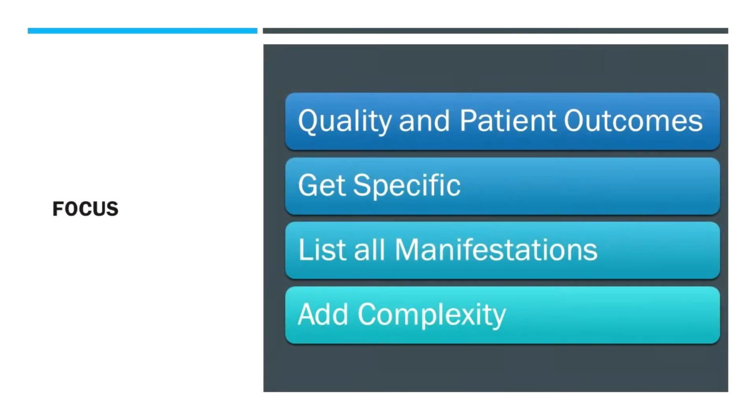So we'll talk about the link between quality documentation and those patient outcomes. We'll get very specific about the terminology that we're using in our documentation and how that enables the best quality coding. We'll talk about manifestations of disease and complications of that disease and associated conditions, because they play a very important role in the presentation for vascular patients. And we'll talk about how they add to complexity as well.